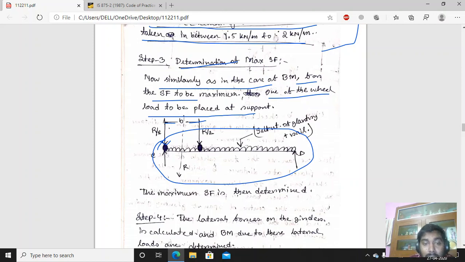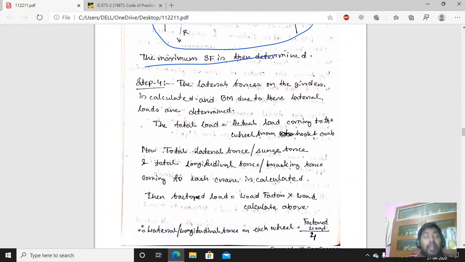So we determine the maximum shear force here. Similarly, this is the self weight of the gantry plus the rail that we know from the previous step. From here the shear force has to be determined. The shear force is then also multiplied by 10% or 5% depending on the impact value. So the maximum shear force is determined. The bending moment and shear force are determined, and now we are going for the design of the member. So step 4.